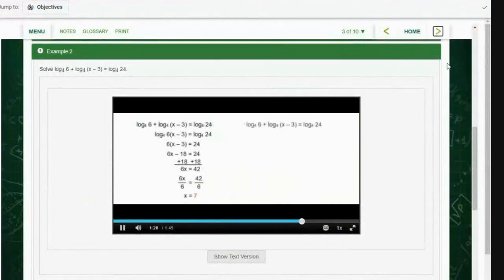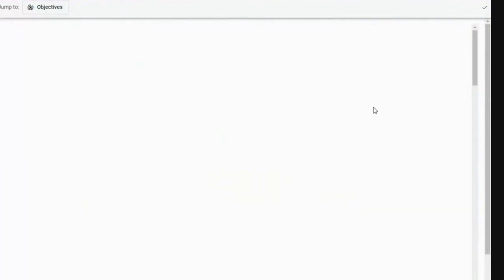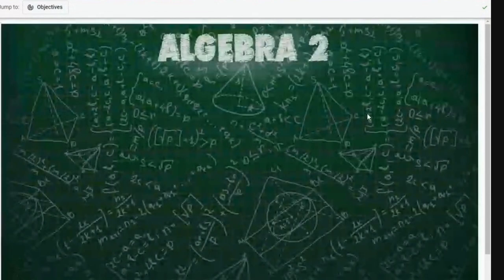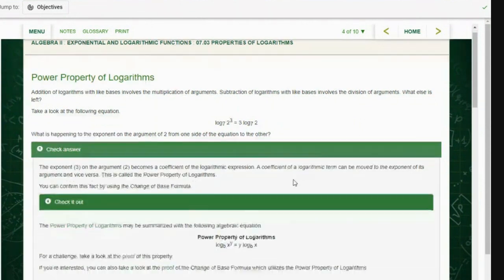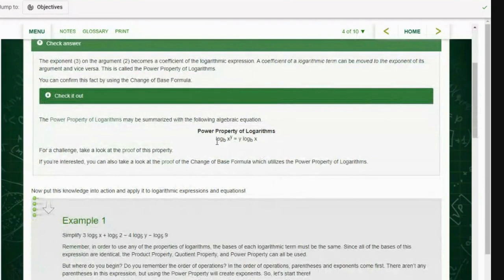See what it has on the next page. I think the next page it has the power property. Yeah, the power property, which we already talked about. If you have 2 to the third power as the argument, you can take the 3 and put it out front. All right. So the power property says log base b of x to the y power is the same as y times log base b of x. So that's what we already put in our notes.